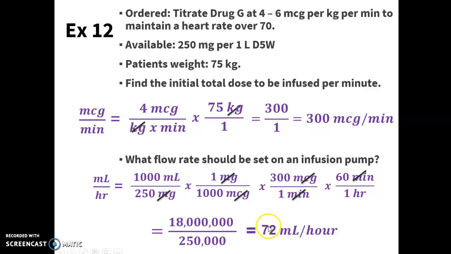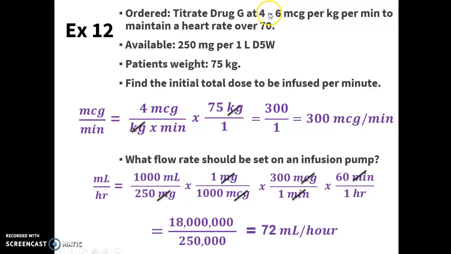Within that 72 milliliters of fluid, they're getting 300 micrograms of medication every minute, okay? Every minute they're getting that amount of drug. The rest of it's all just fluids, okay? Now, we set them up and we let it drip in them for a while, and then we check their heart rate, right? We want their heart rate to be over 70. If it's not, then that means our initial dose of 4 didn't work. We need to bump it up. So we do the math again, okay?